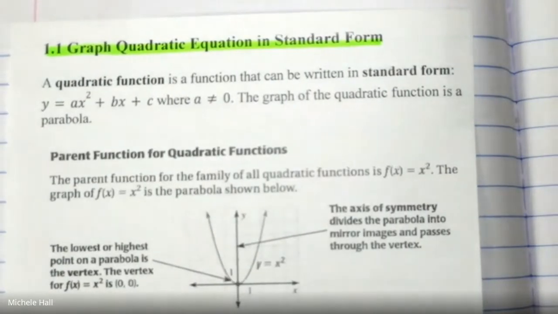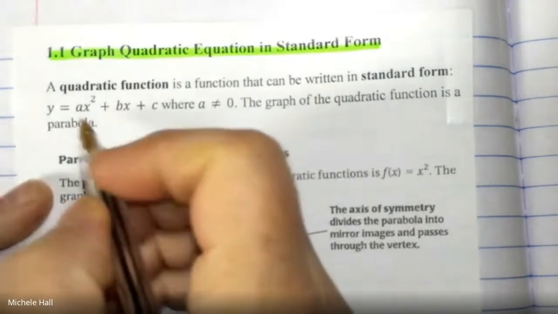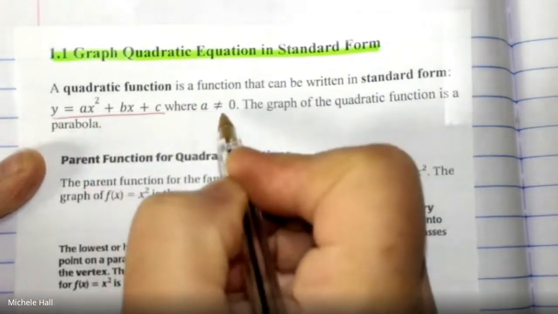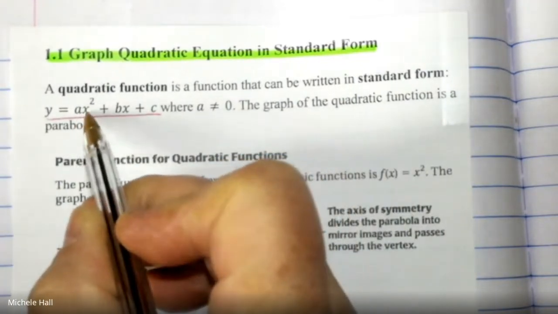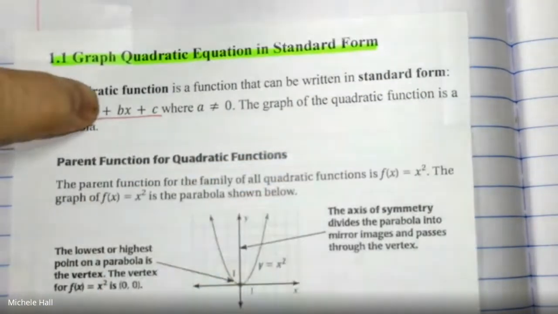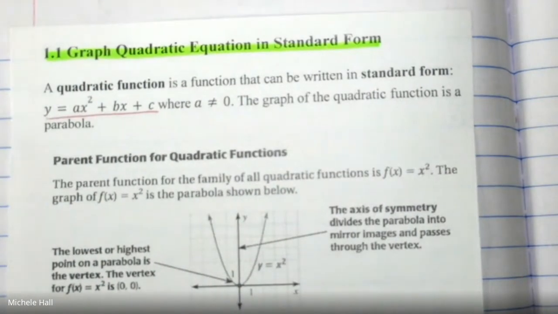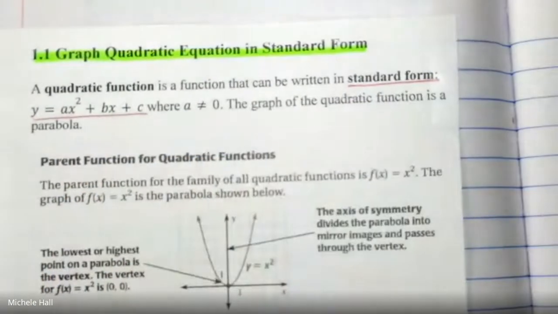A quadratic function is a function that can be written in standard form. And standard form is y equals ax squared plus bx plus c. A can't be 0. If a was 0, 0 times x squared would go away and it'd be left with x. That would be a linear function. So standard form is y equals ax squared plus bx plus c.